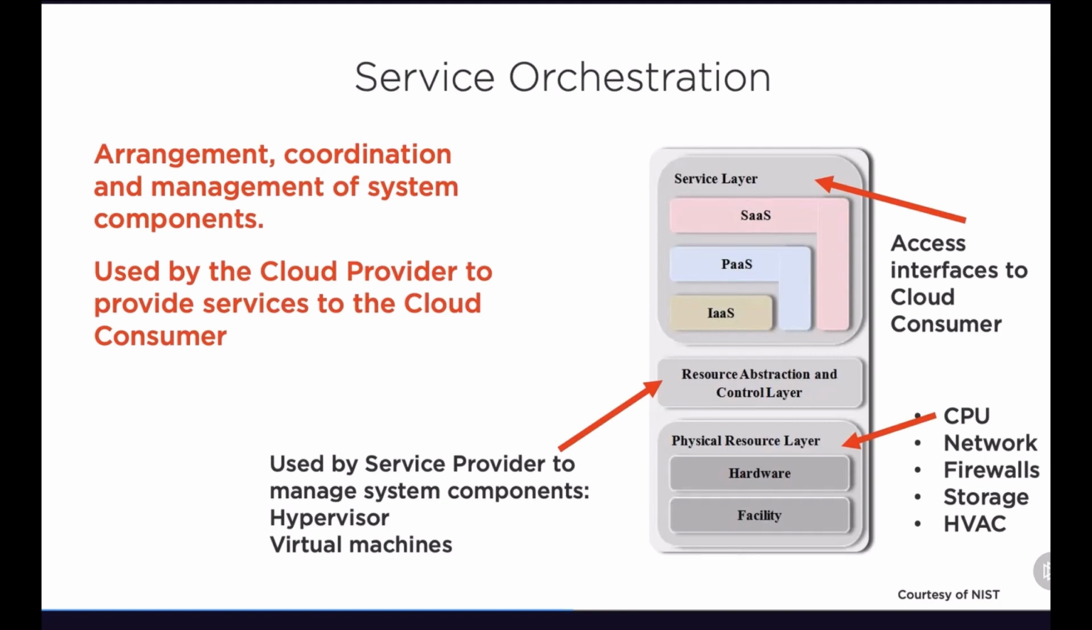And of course, this resource abstraction is done by the cloud provider in order to manage the various system components. And they can do this through things like a hypervisor, for example, and the use of different virtual machines. Then we have the physical resource layer, the actual hardware that our system runs on, as well as the building it runs in, the facility. And this level includes things like the central processing units, networks, firewalls, storage, and heating, ventilation, and air conditioning. And this is a diagram used by NIST to try to give an overview of service orchestration.